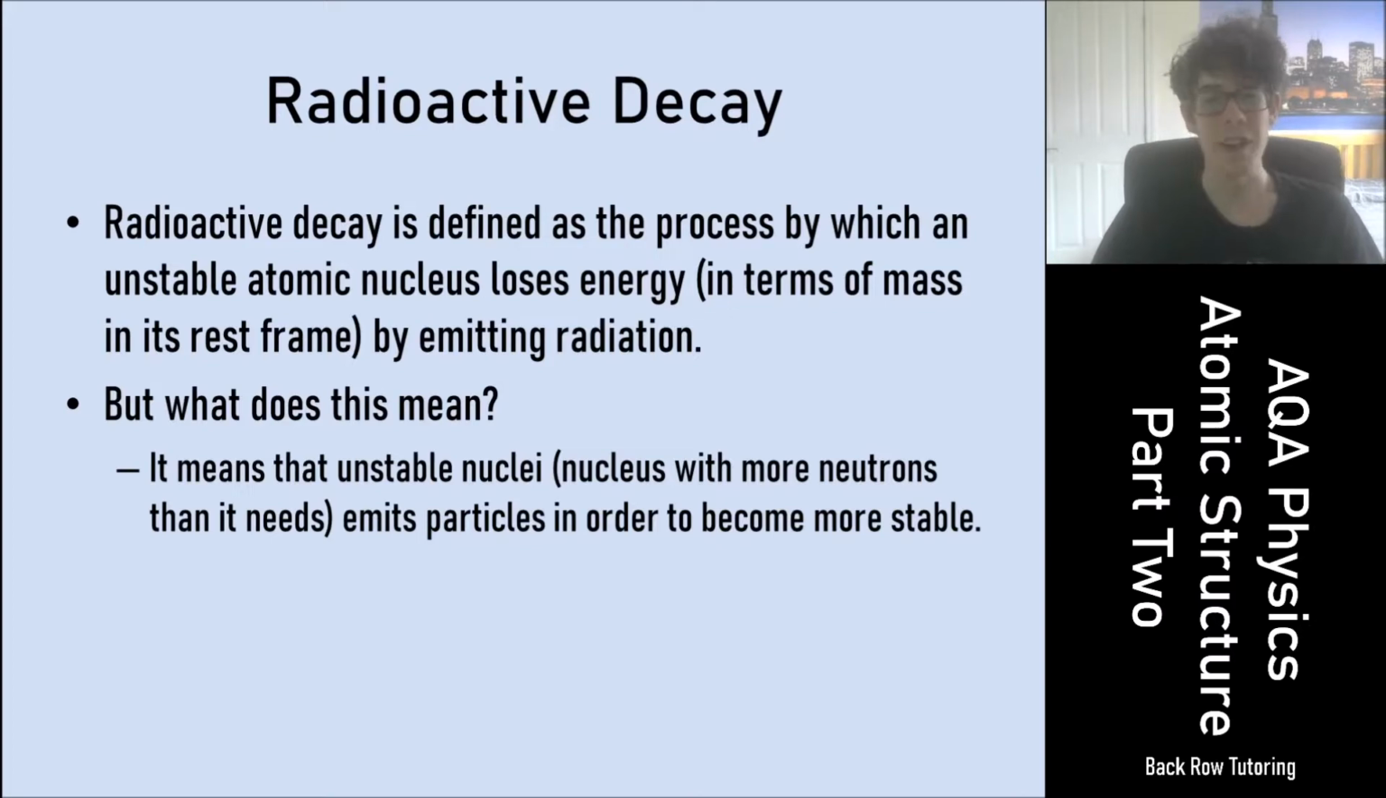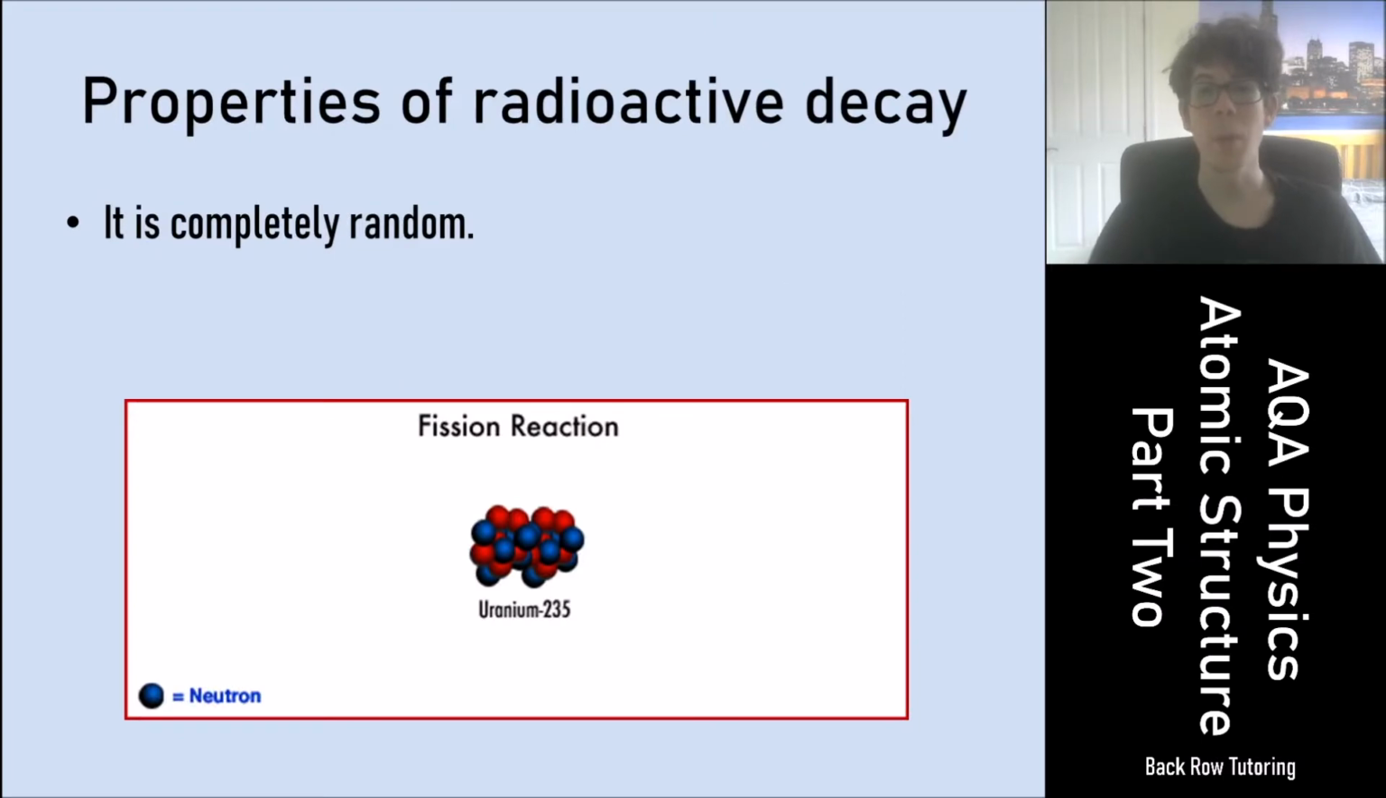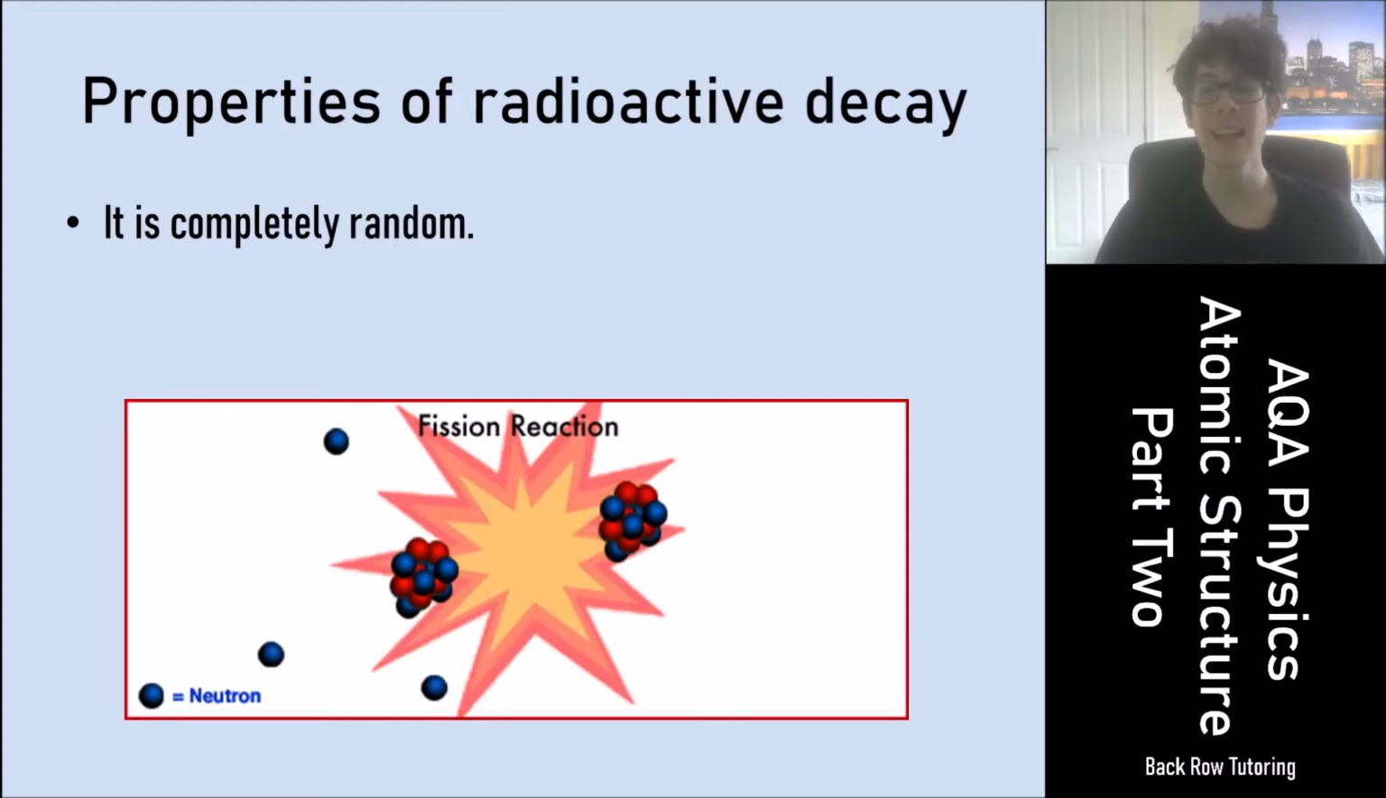Radioactive decay is defined as the process by which an unstable atomic nucleus loses energy in terms of mass in its rest frame by emitting radiation. But what does this actually mean? It means that an unstable nucleus with more neutrons than it needs emits particles in order to become more stable. So radioactive decay is where you have unstable nuclei getting rid of either protons, neutrons or electrons in order to become more stable. So, properties of radioactive decay: it is completely random.